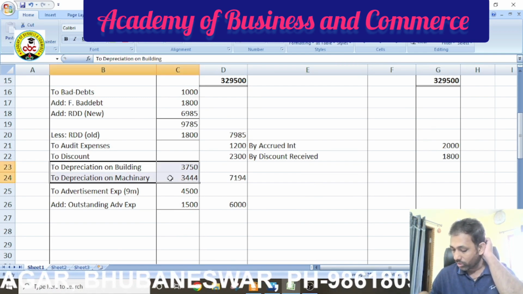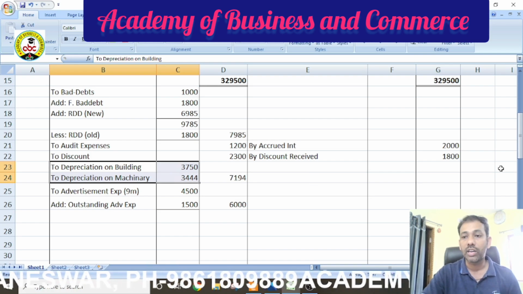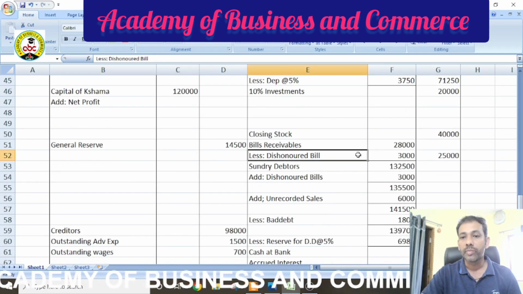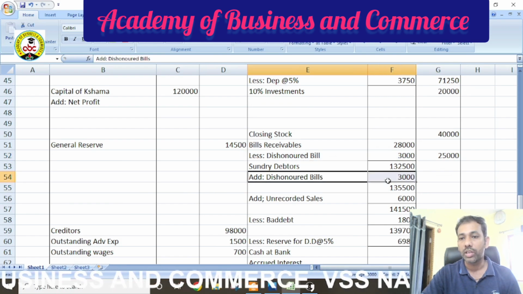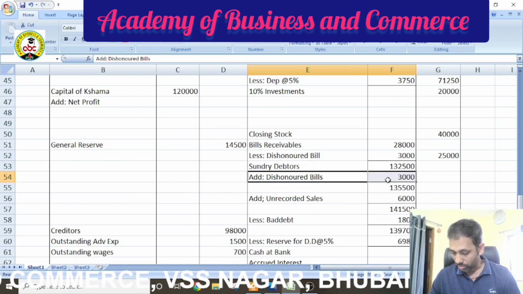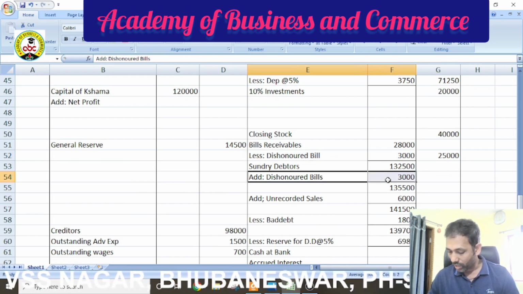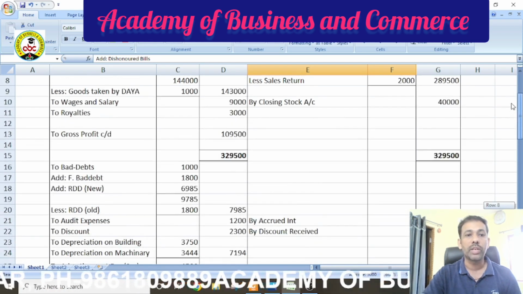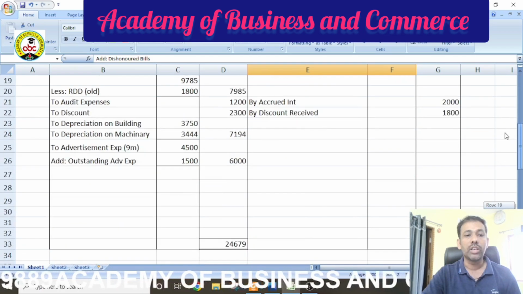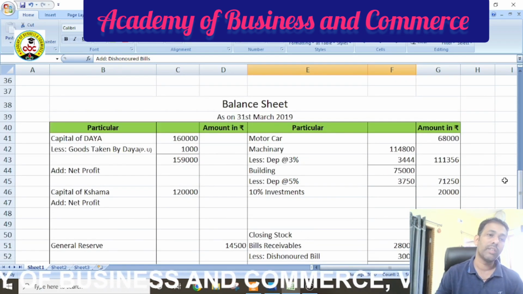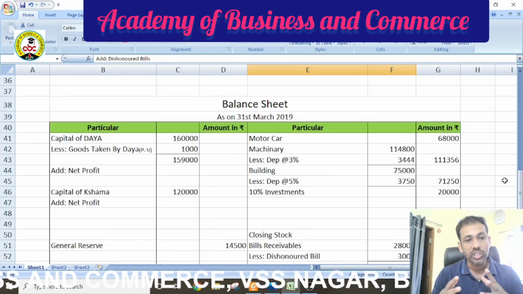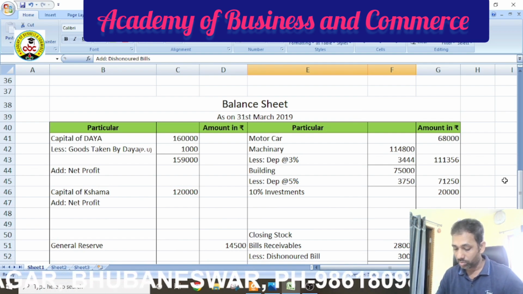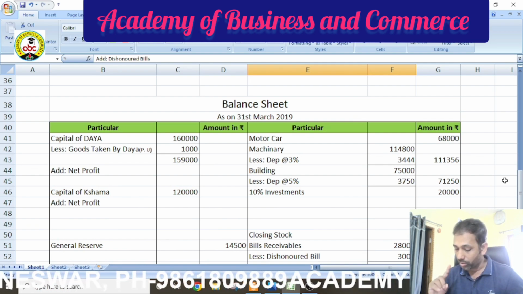Bills receivable included in dishonored bills, that we have also taken. Bills receivable is deducted from the bills receivable here and also added to the sundry debtor, and it is treated. Number 3 is also clear. Then the goods worth 1,000 taken by Daya for personal use is deducted from the purchase account in the trading account. Then it is also taken as a deduction from the capital of Daya, because it is a drawing. The goods withdrawn for personal use are deducted from the capital on the liability side of the balance sheet. So adjustment number 4 is also clear.